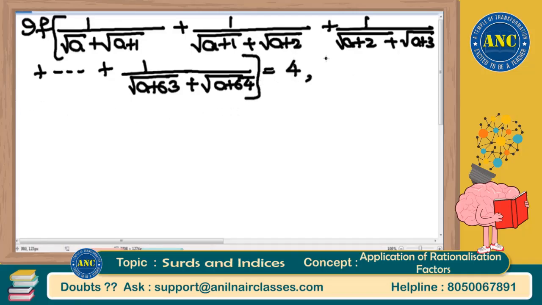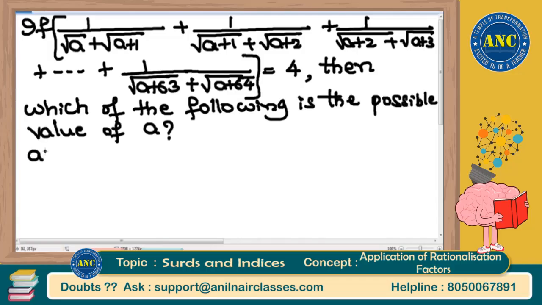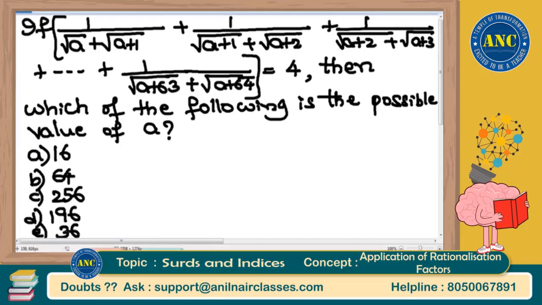Your question is, if this is the condition, then which of the following is the possible value for a? What is the value of a is the question. The options are: first option is 16, second option is 64, third option is 256, fourth option is 196. Another option is also mentioned here, it is 36. These are the 5 possible values. One of them will satisfy the above equation.